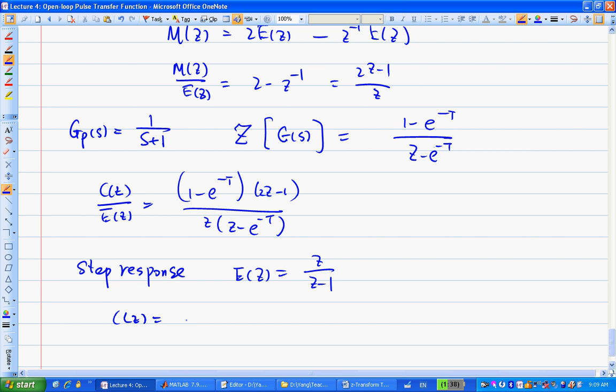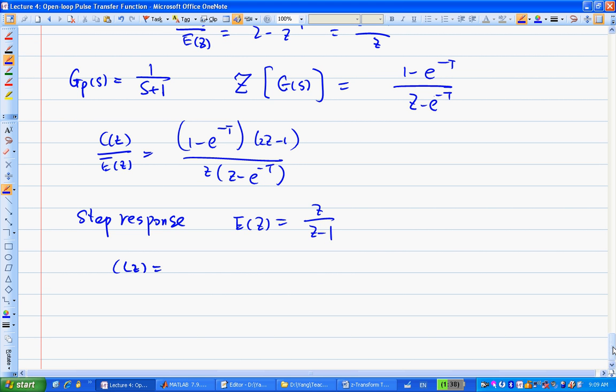That's the output. Of course, this doesn't really tell you anything because it's hard to see. You need to look at it to see what happens. But I'll just write down in general, if we're looking at the impulse response, then E of Z will equal 1, right? So in other words, your impulse response is just the inverse Z transform of this chunk right here. So that's how you're going to conduct the simulation.